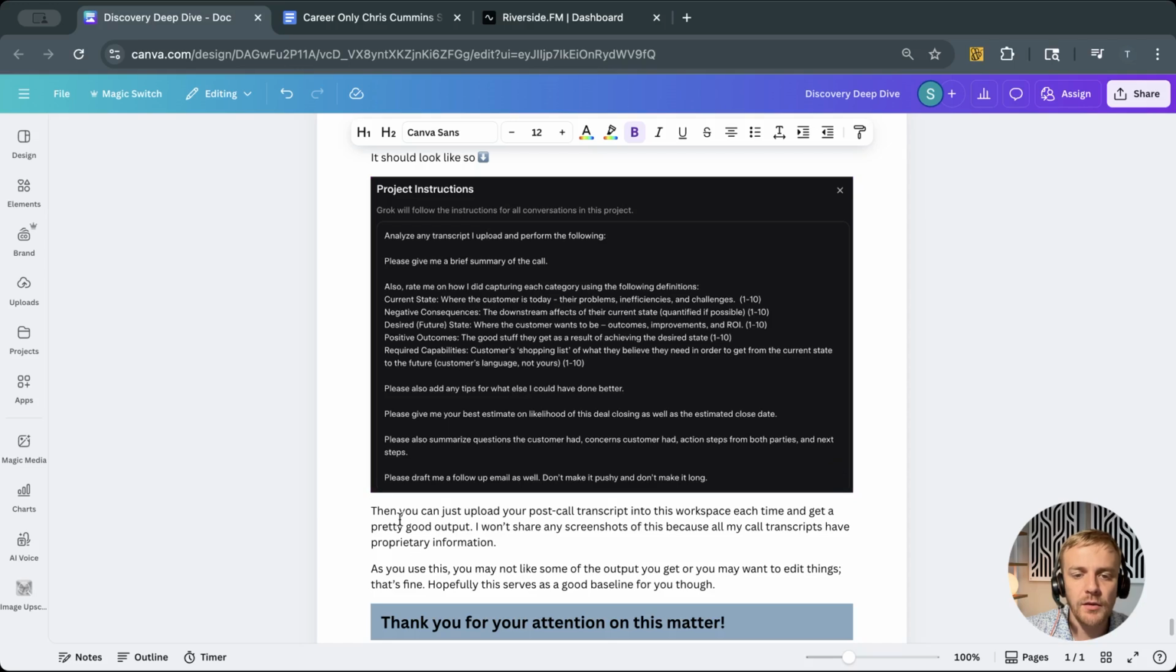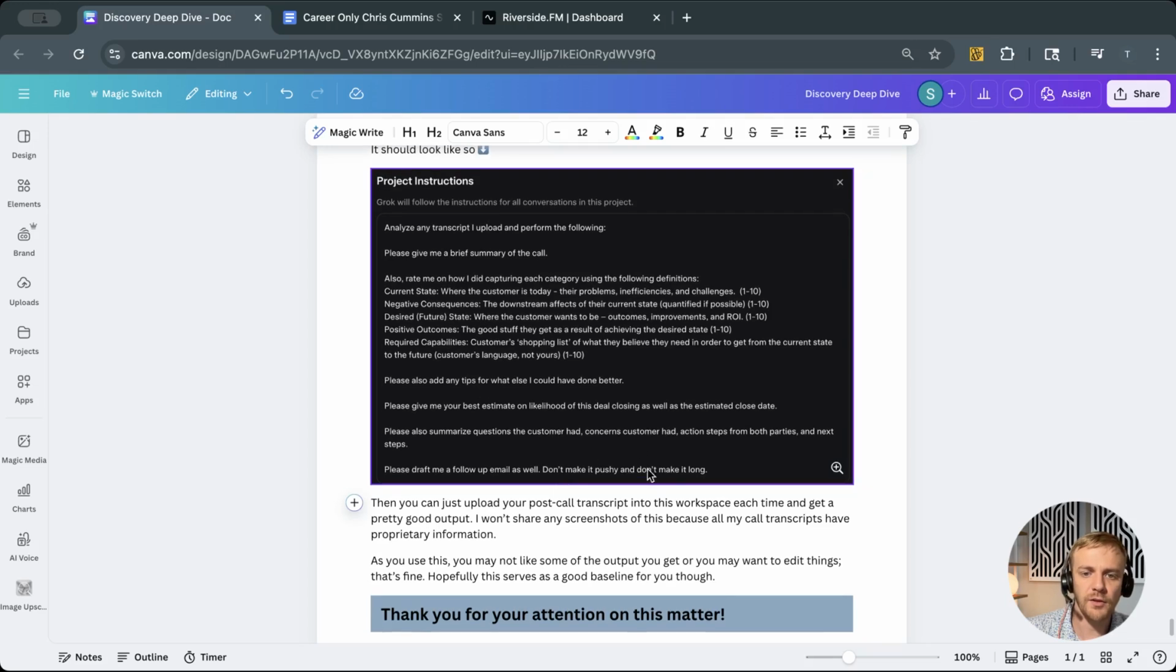And then you can just upload your post-call transcript, right? So you'll probably save it to your downloads, and then slap that into Grok, and then the instructions are already here. So all you have to do is upload the transcript and hit enter, and you basically pre-prompted it, so it'll just spit out all the stuff. It'll give you the summary, it'll give you a rating, it'll give you tips, it'll give you best estimate likelihood to close. It'll help you summarize the questions that the customer had, concerns they had, action steps for both parties, and then draft a follow-up email. That's not too pushy or too long.